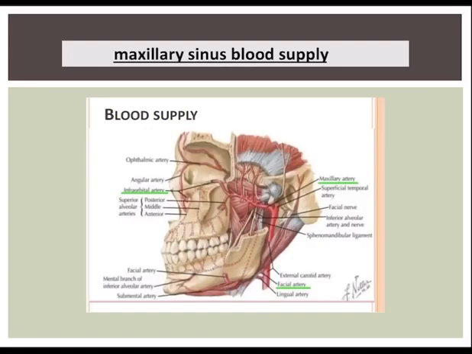Maxillary sinus blood supply. The maxillary sinus is supplied by branches of the internal maxillary artery, which include the infraorbital, the alveolar, the greater palatine, and the sphenopalatine artery, and you can see them in the picture.